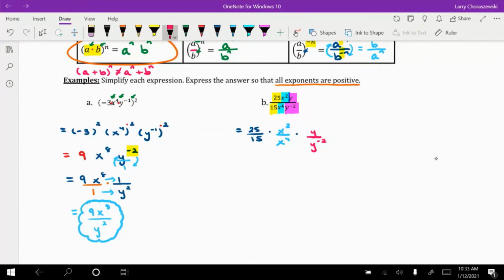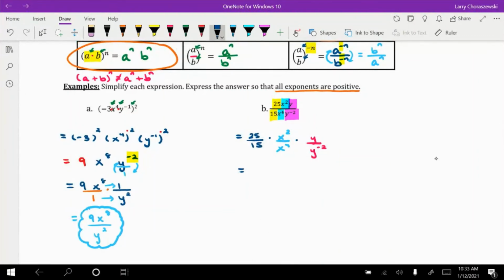Now let's work on simplifying maybe the first fraction. 25 over 15 reduces, since 5 goes into both the numerator and denominator. And when you divide both 25 and 15 by 5, here's what you're going to get, 5 over 3. And how do you think we might be able to handle our second fraction? Like, how could we simplify x squared divided by x to the 4th?